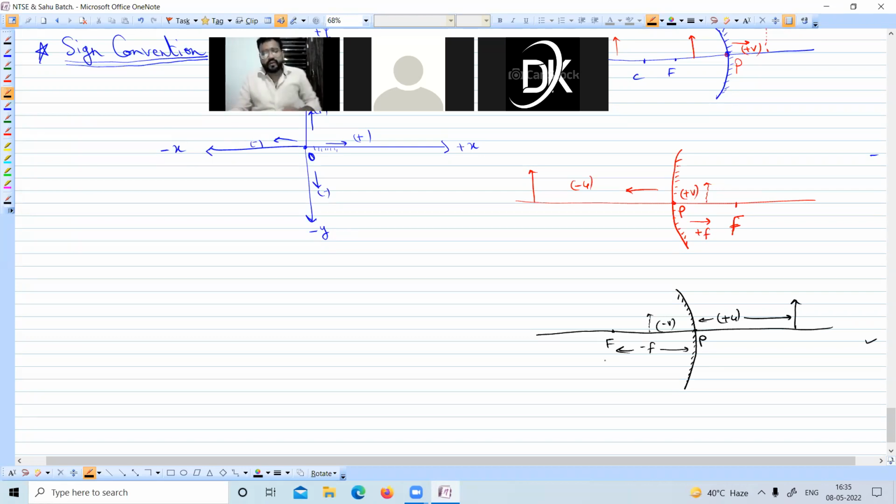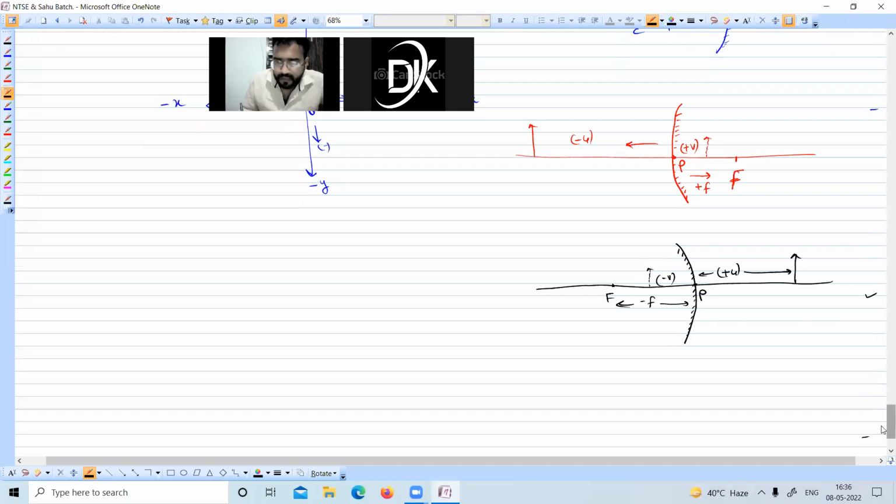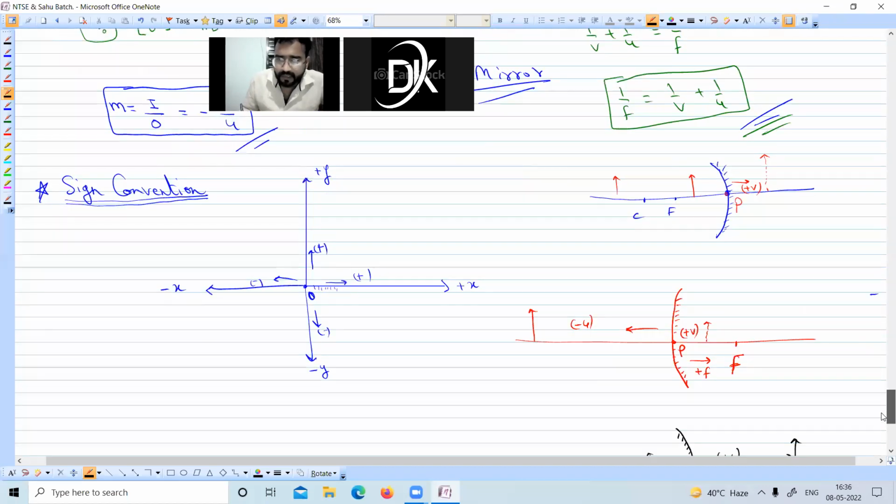Is it clear? So we are not stuck. We will not remember, we will not mug up the things. We will draw the situation. Drawing the situation is very essential, very much required. If you really want to solve any numerical, you have to draw the diagram of the given situation. Then only the teacher will understand that yes, you have actually solved it. Okay. Now, I think the sign convention is clear to everybody.